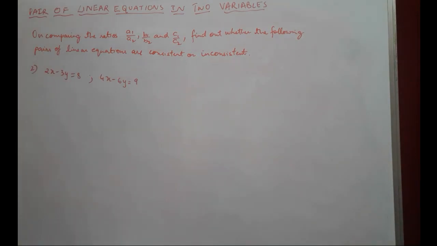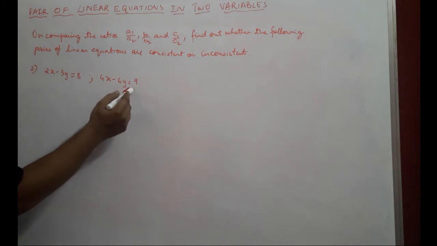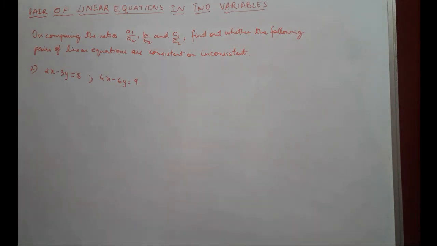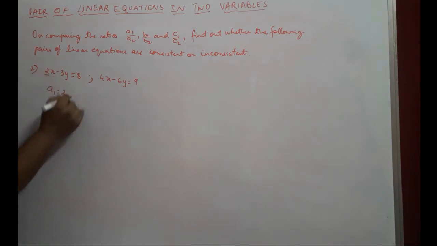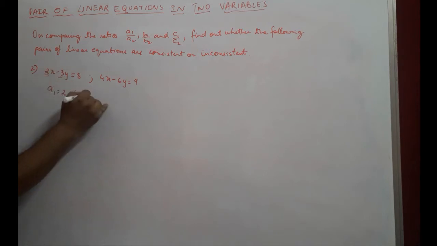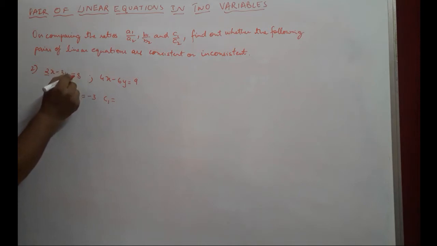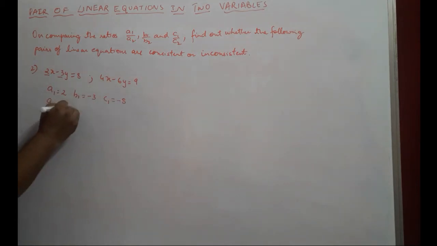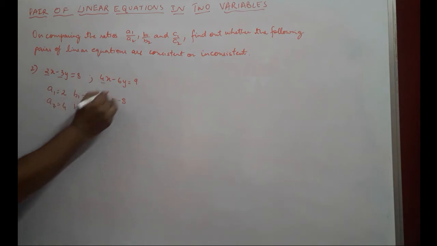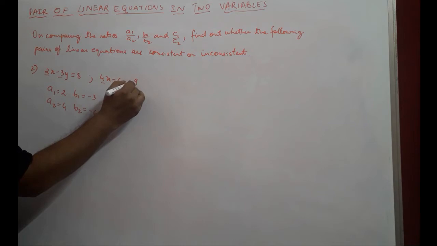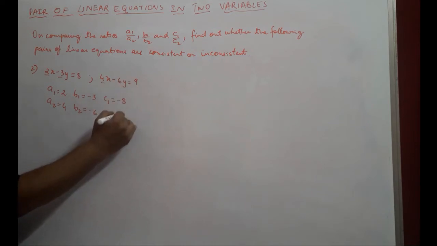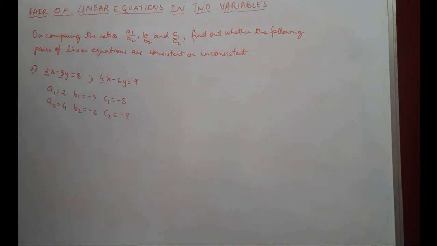Our next problem is 2x minus 3y equal to 8 and 4x minus 6y equal to 9. So if we compare this, a1 will be equal to 2 here, b1 will be equal to minus 3, c1 will be equal to minus 8 because it will come on the left hand side and become minus. Then what about a2? In this case a2 will be equal to 4, b2 is equal to minus 6 and c2 will be equal to minus 9 when 9 is brought to the left hand side.